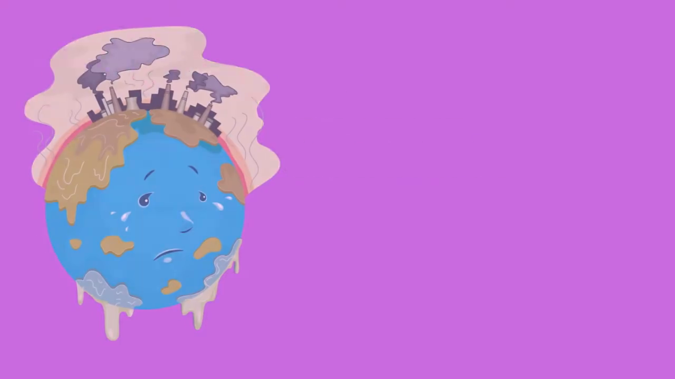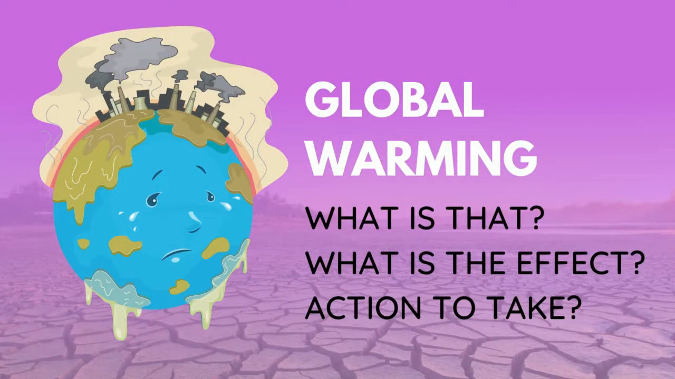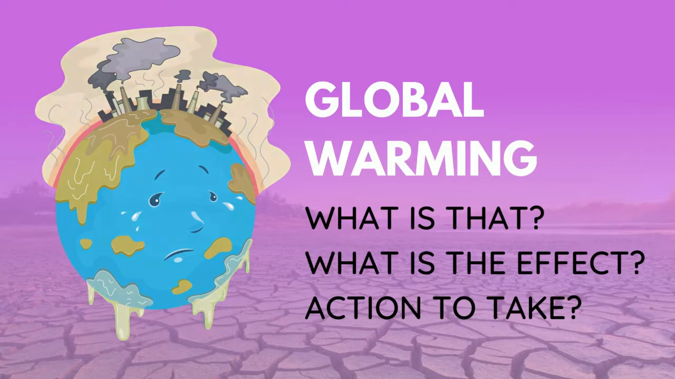Climate change is caused by global warming. So, I break it down into three parts. The first is an explanation of what global warming is. The second is an explanation of the global warming effect. And the third is an explanation of the steps we must take to solve this problem.